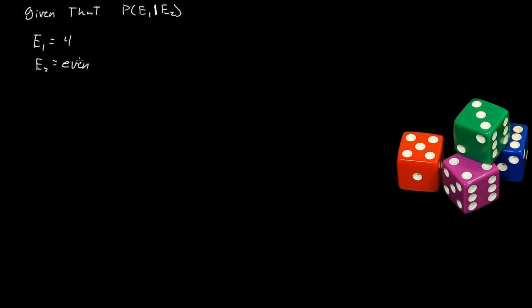Well, I'm telling you that we got an even. So if we roll a die once, and I told you it was an even, what's the probability of it being a 4? Well, an even just means that it's either a 2, a 4, or a 6. So that's one outcome out of the possible 3 outcomes. So the probability of event 1 occurring, given that event 2 has occurred, is 1 out of 3.